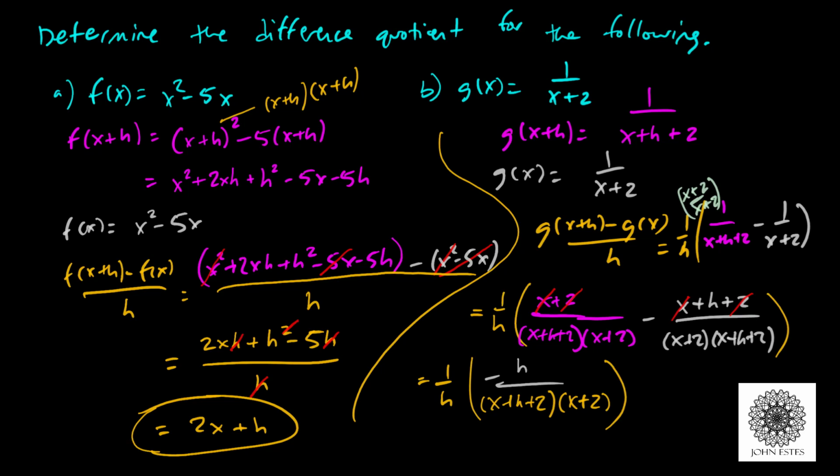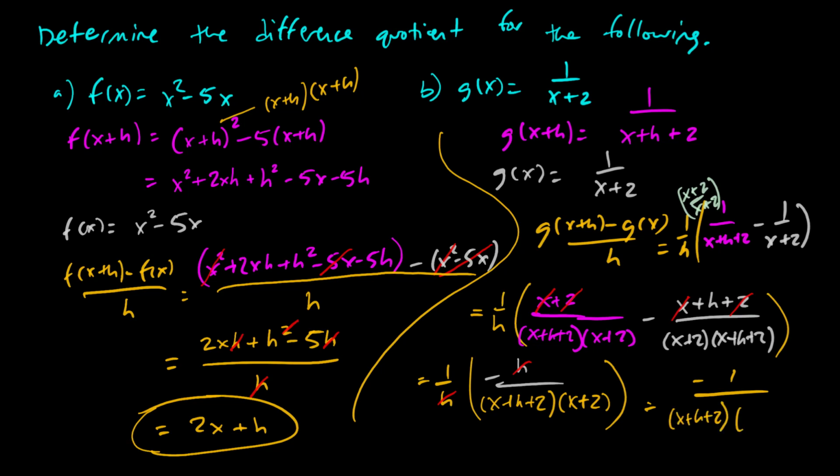And now notice, since this is all one term, my h in the numerator cancels with my denominator. So finally I'm left with negative 1 over that ugly denominator, x plus h plus 2 times x plus 2, which is actually not that bad. But there's my difference quotient.